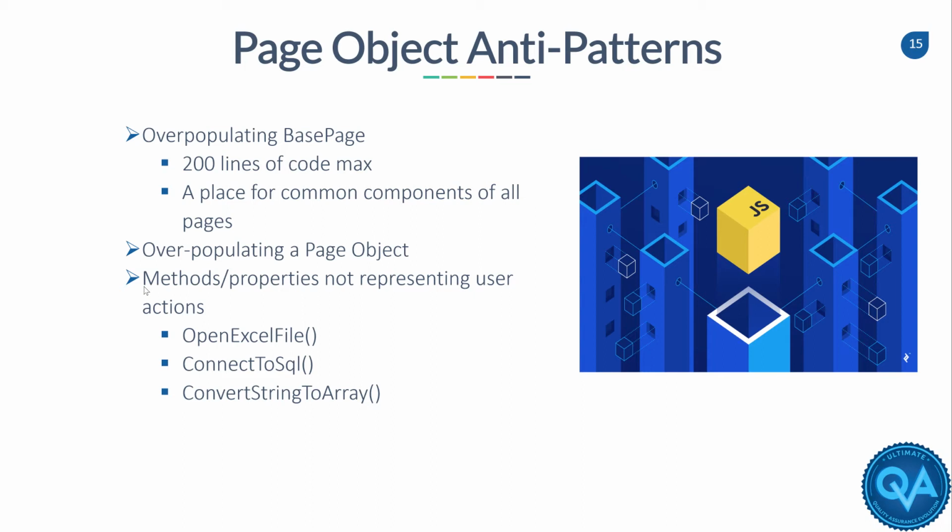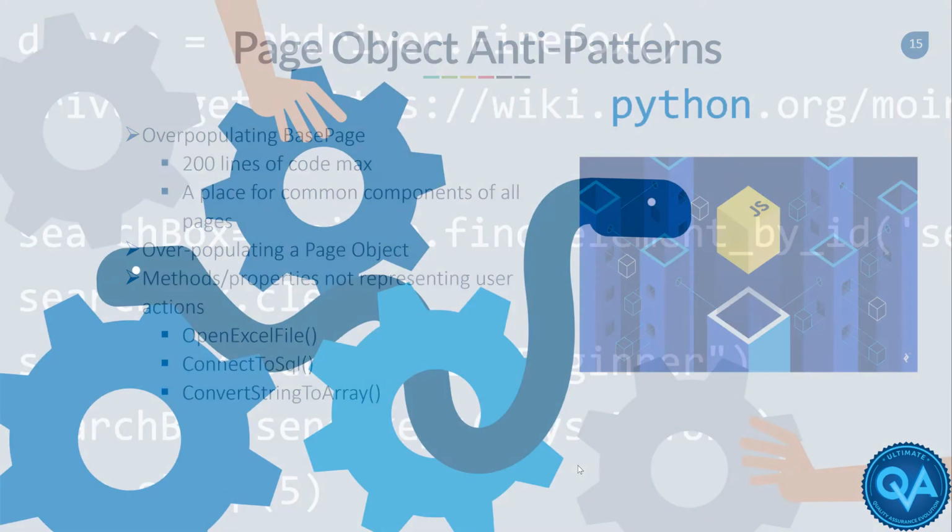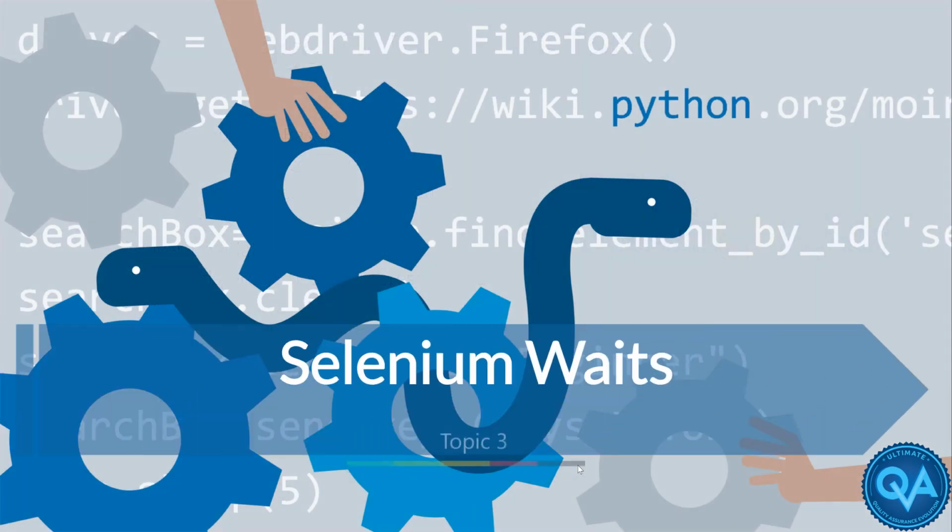The final page object anti-pattern I want to talk about is having methods and properties that don't actually represent user actions. If you remember, our classes are supposed to represent an HTML page, and that's pretty much it, representing an HTML page and how a user would interact with it. So stuff that does not belong in page objects is something like opening Excel files, connecting to SQL, converting strings to arrays, and so on and so forth. These have other classes where they should live, but not inside of the page object.